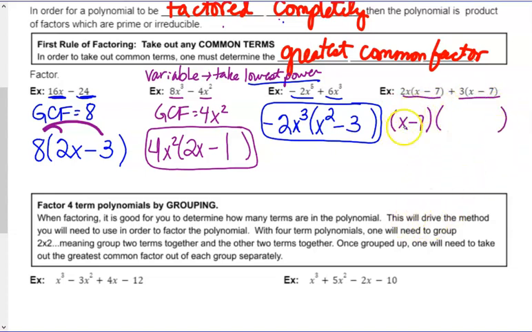So x minus 7 times what gives me 2x times x minus 7? Well, this was already accounted for, so I'm leaving behind that 2x, and an x minus 7 over here was brought out front. Therefore, what am I leaving behind? What do I multiply that by to get this back? Well, it is that plus 3.